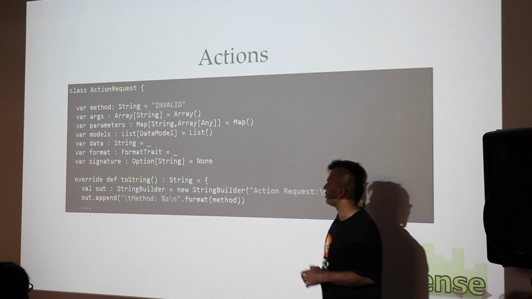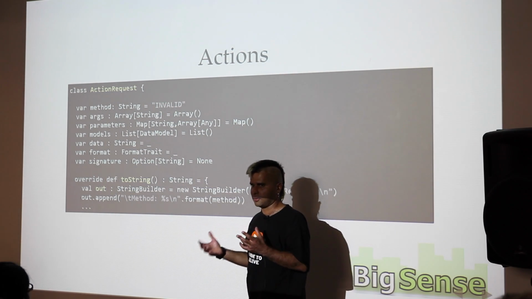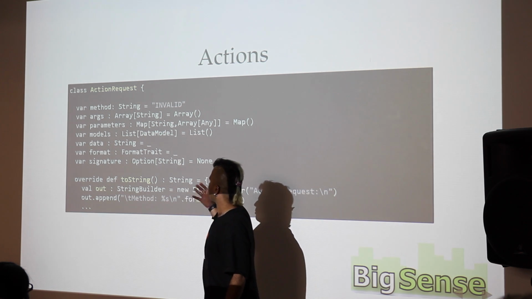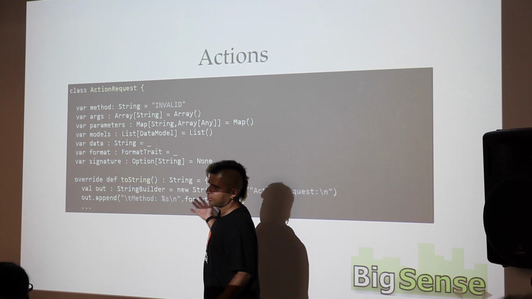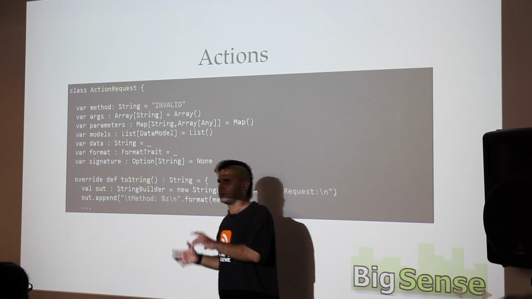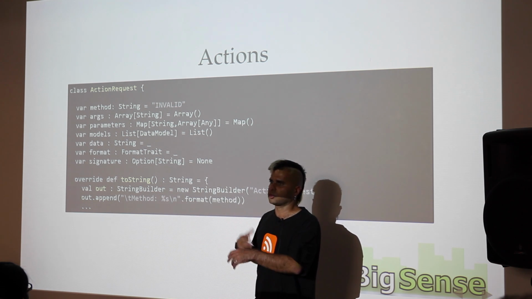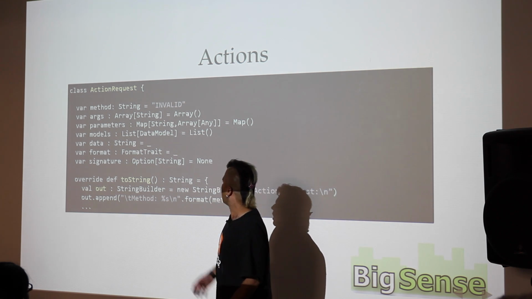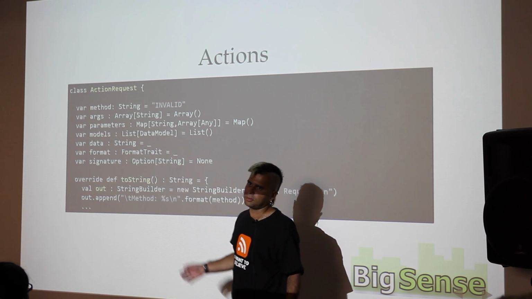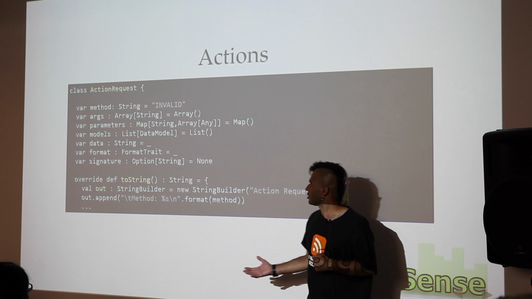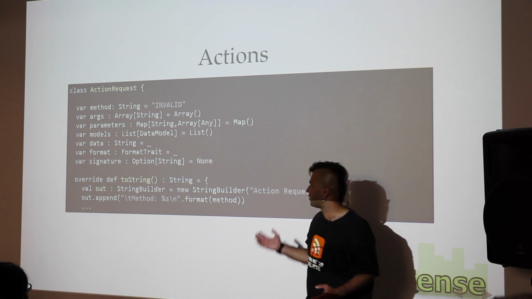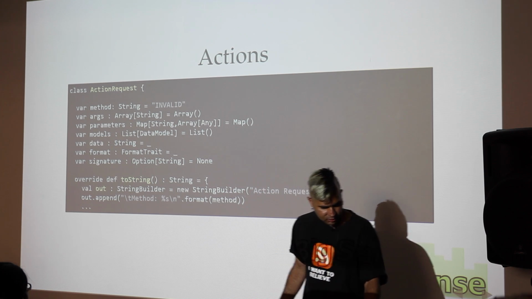So an action is kind of what we saw earlier with that service request object that I had. I just put everything in here. So the method, the arguments, the parameters that come in, the models which are populated in the bootstrapping process. If there's data, it will extract that data and turn it into models, in our case XML data or JSON data. Then there's a format which is used for output. So if something is being returned, it's going to be in a specific format. The signature is used for security, which I'll go into in a second. And then we have a nice string formatter just for debugging.